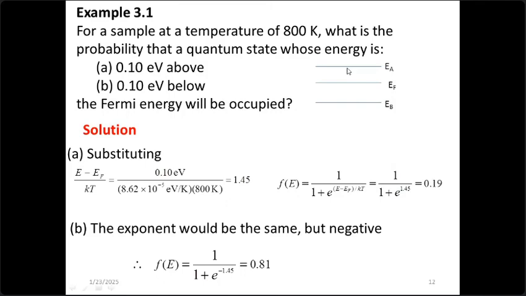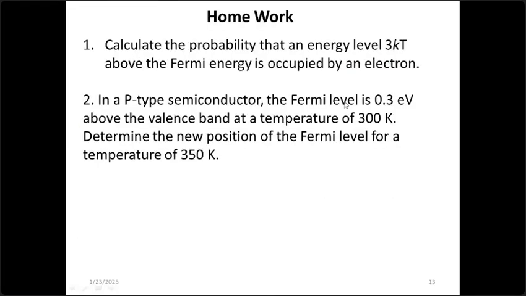So it ends up giving us a negative number, and we put it in the Fermi-Dirac distribution function, which is 1 divided by 1 plus e raised to negative 1.45, to give us 0.81. Therefore, these two answers are telling us there is more likelihood for an electron being found in this level than in this level.